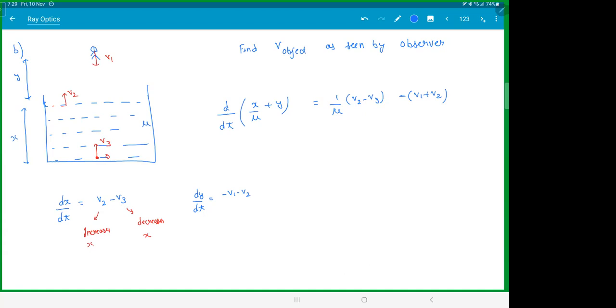Clear with this? Have a look at this. It's a pretty good problem. So in apparent shift now, they'll be framing questions of this sort. Slab ka thickness is changing, slab ka refractive index is changing. You can play around like this. Clear? There. So that's the last one for the day.